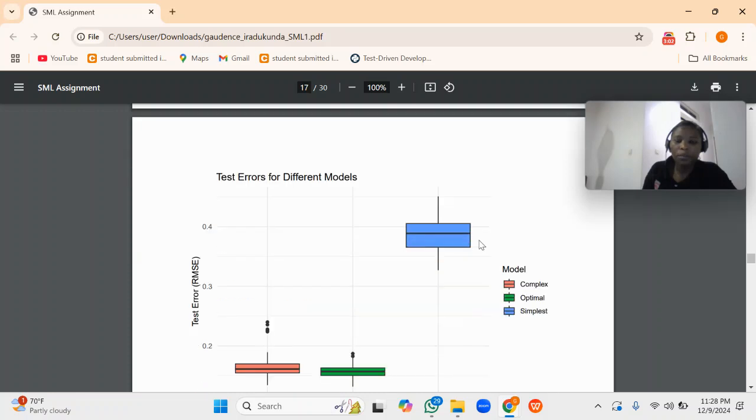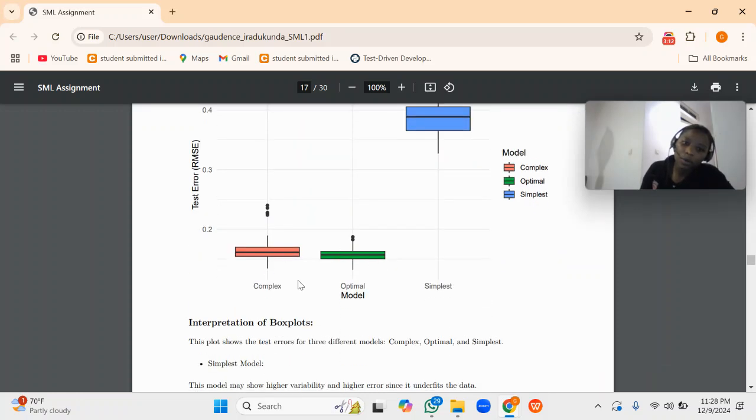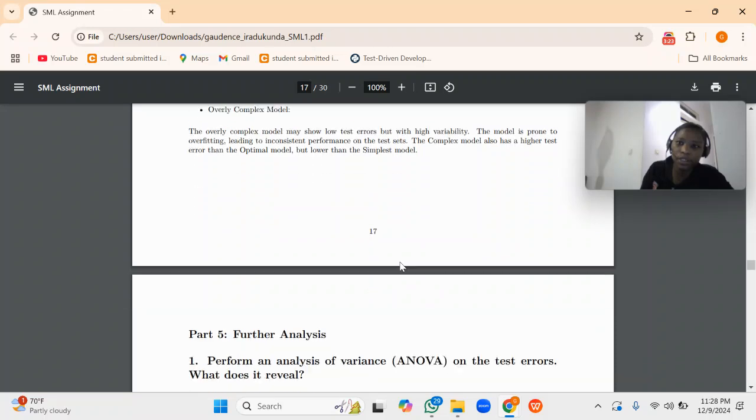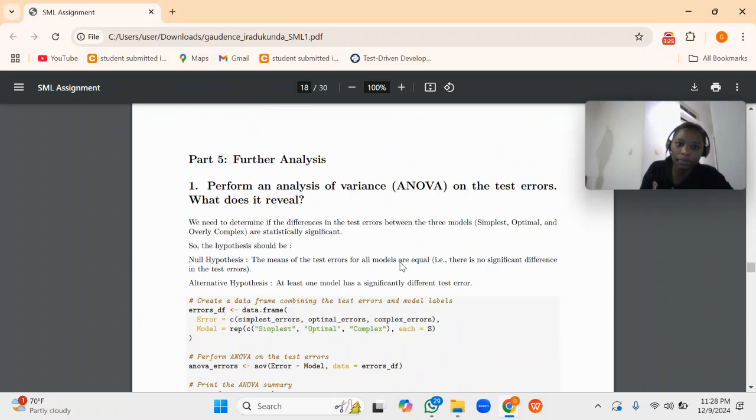By fitting the box plot, we can see that the simple model has higher noise compared to the complex one and the optimal one. The optimal one has the smaller error compared to both the complex and the simple one. It means that the optimal one is good for this regression problem.